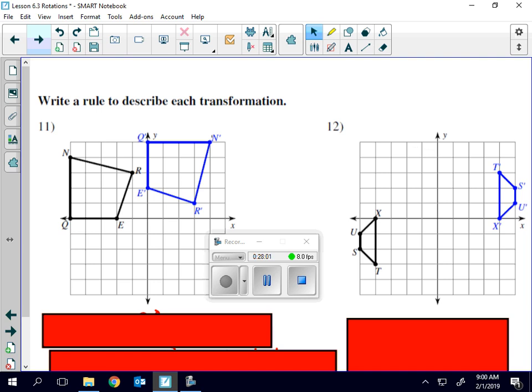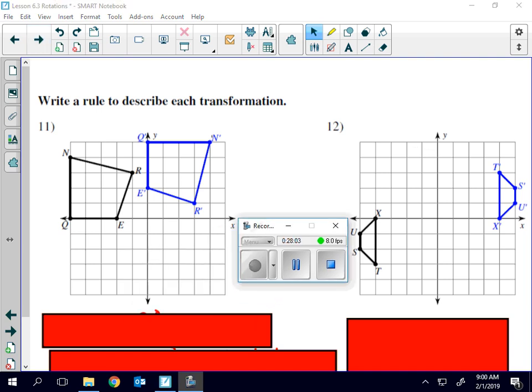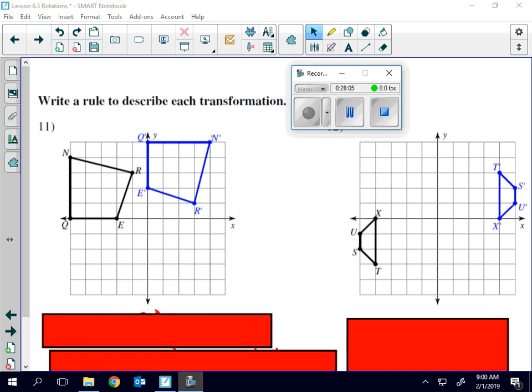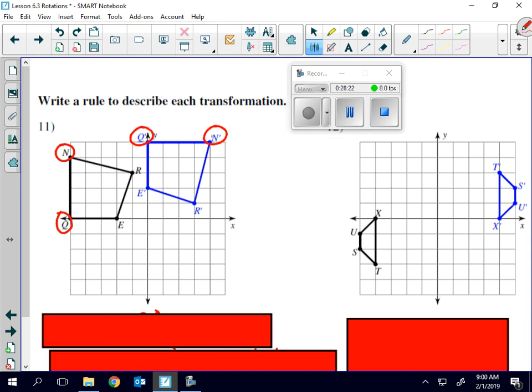The last one, we're just going to write a rule. You're just going to tell me how many degrees and which direction. There are going to be more than one answer for each problem because you can go clockwise or counterclockwise. Don't forget, the original is going to not have any primes next to it, where the image will have primes.